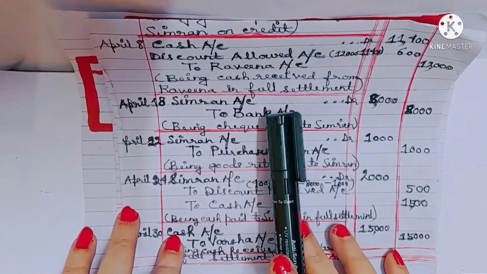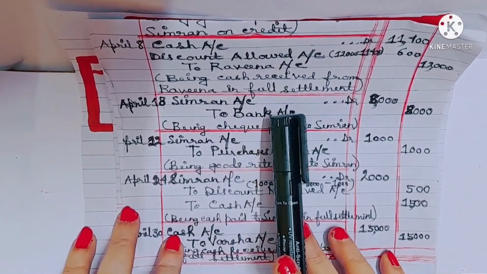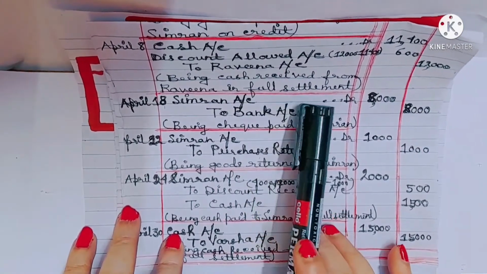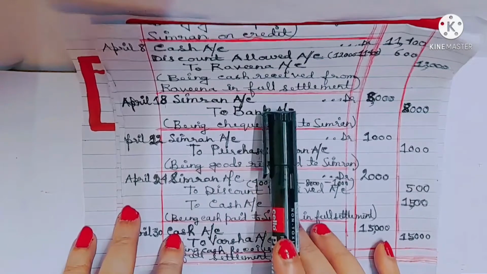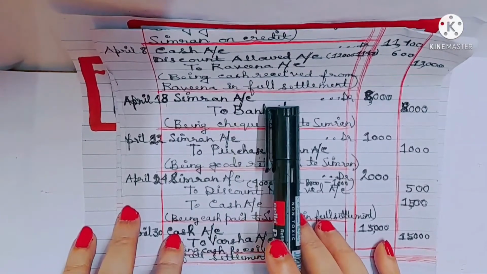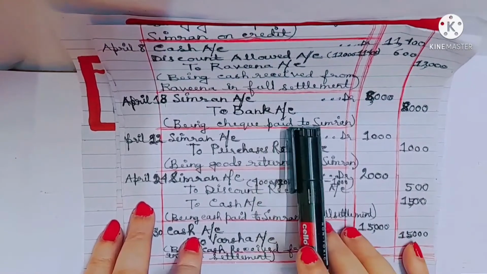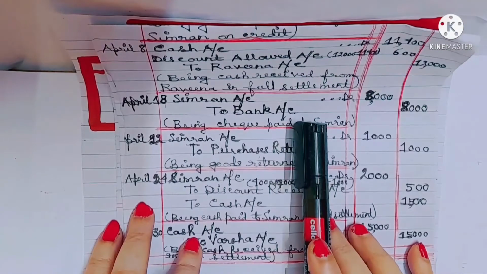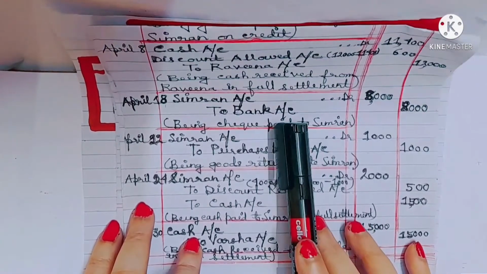Why Simran account debit? Because Simran account falls under personal account. According to personal account, the receiver of the benefit is debit. So when Mamuni is paying check to Simran, Simran is the receiver of check. So Simran account should be debited. Why bank account credit? Because bank falls under personal account. According to personal account, the giver of the benefit is credit. The bank is the giver of the check.